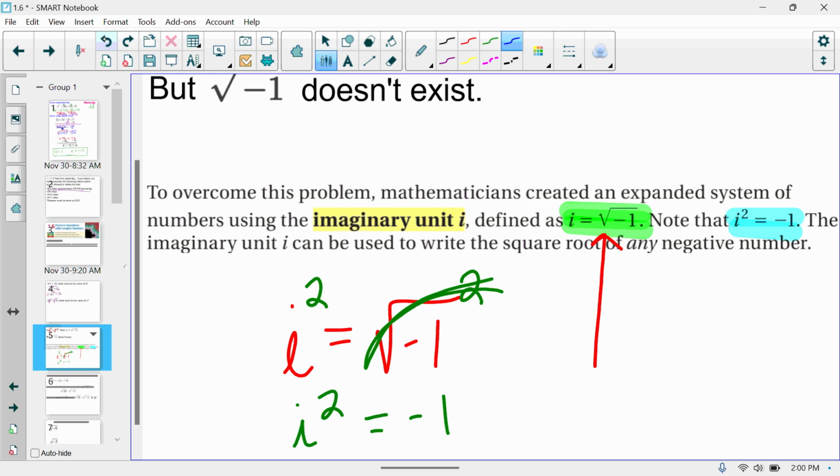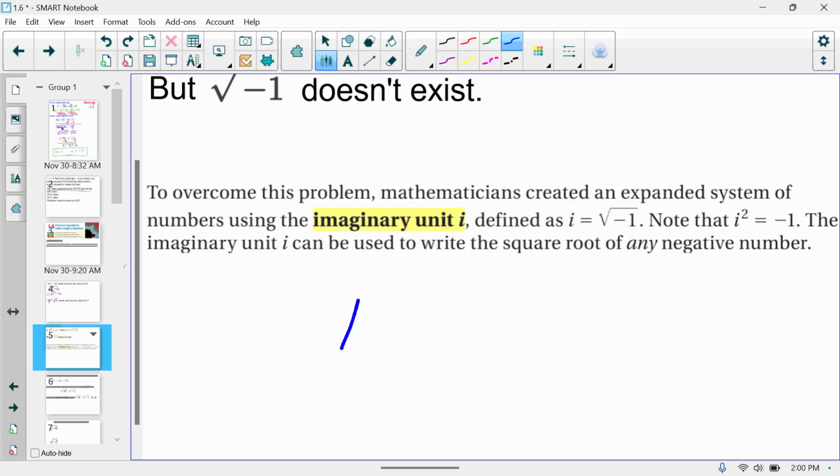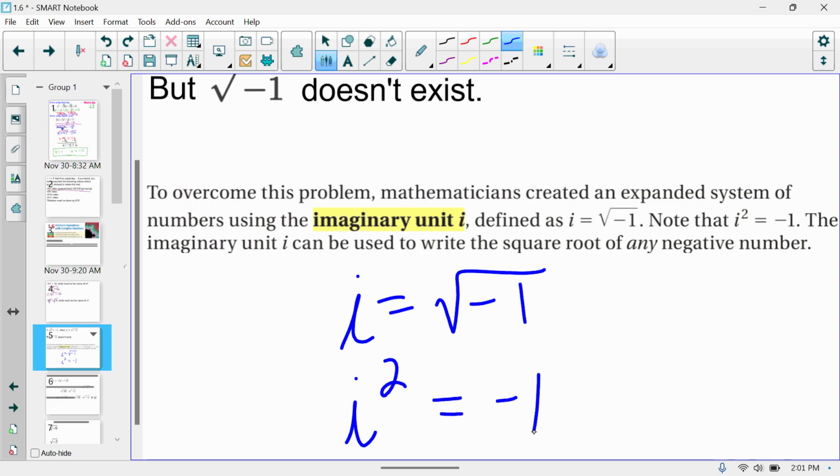Okay, so again, two important things to make sure you have down in your notes: that I is defined as the square root of -1, which means I squared equals -1. Make sure you have both of those things written down in your notes.